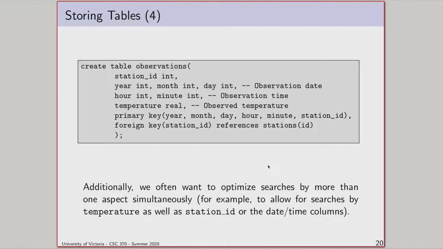Consider in the IMDb database all the different things you're searching for in the queries you've written. You're not just searching for title ID. You're often searching for title ID, but not just that. And so we need to make it so that tables can be efficiently searched by multiple things.